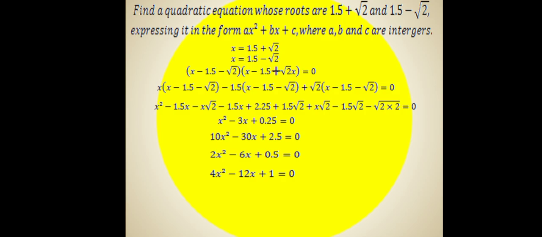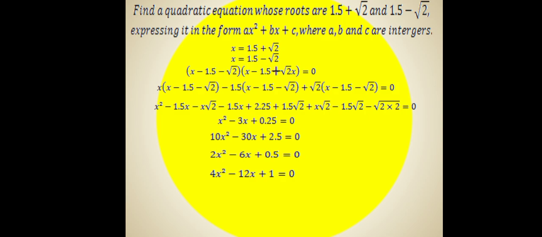Find a quadratic equation whose roots are 1.5 plus the square root of 2 and 1.5 minus the square root of 2, expressing it in the form ax squared plus bx plus c, where a, b, and c are integers. Now first we have to write that x is equal to 1.5 plus the square root of 2, and x is also equal to 1.5 minus the square root of 2.